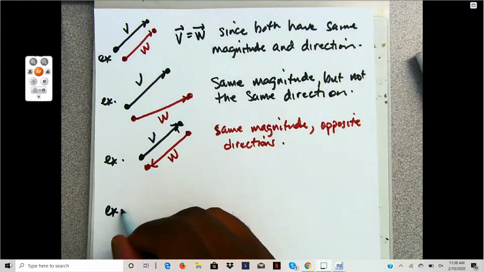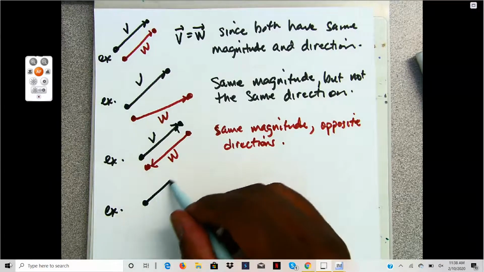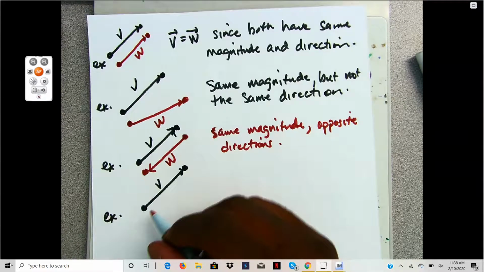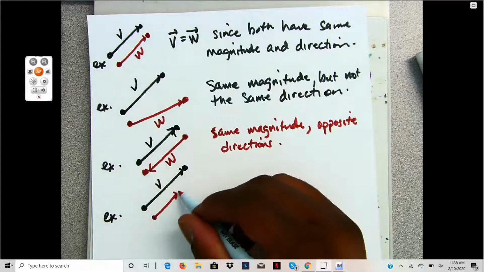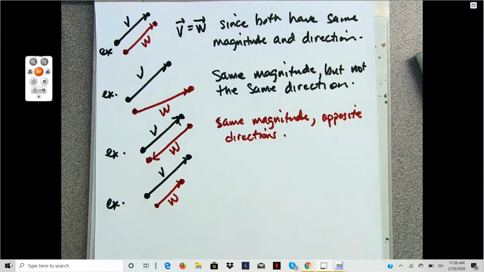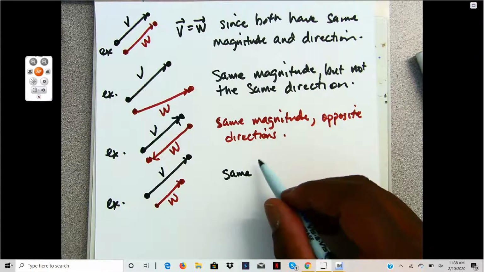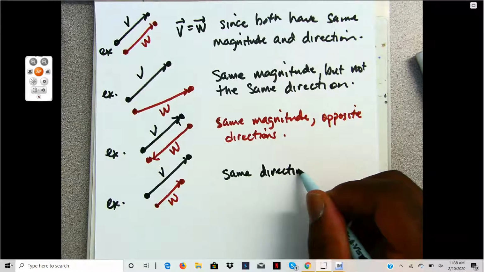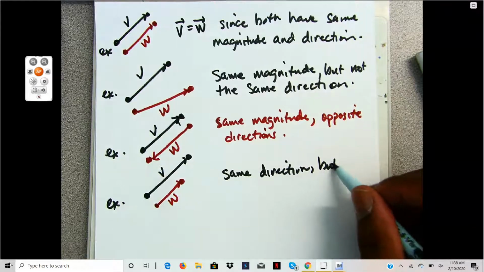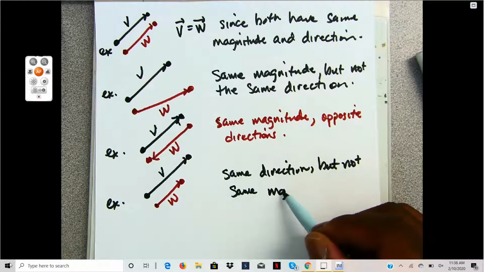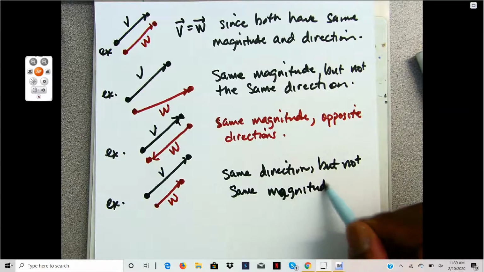And our last example. So let's say we have this v here, and that w. So here's another example of two vectors that are parallel. They have the same direction, but in this case, they do not have the same magnitude. Same direction, but not the same magnitude. All right.